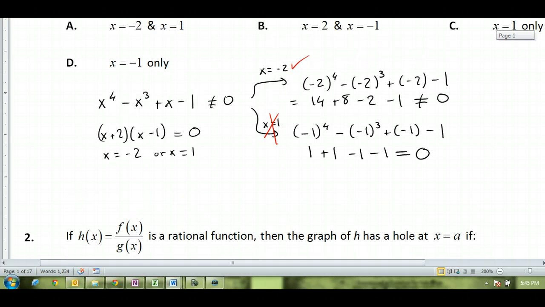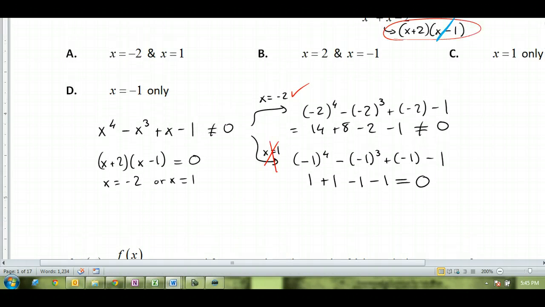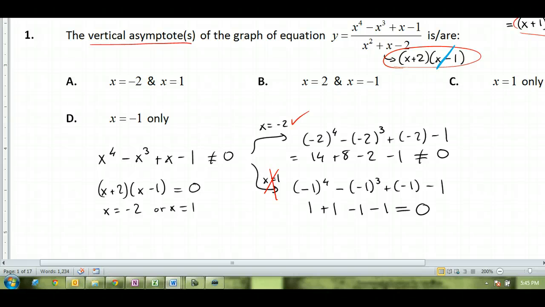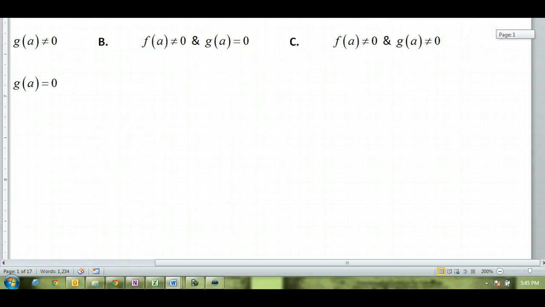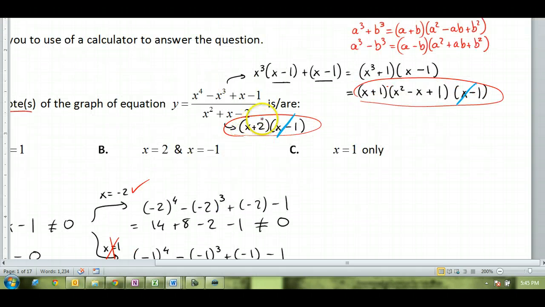So it's a bit longer. If you don't remember how to factor the top, you've got to plug in, and it's a bit longer. And if you factor the top, you get it right away. You see what's going on here? You see right away that x equals negative 2 is the only vertical asymptote, okay?